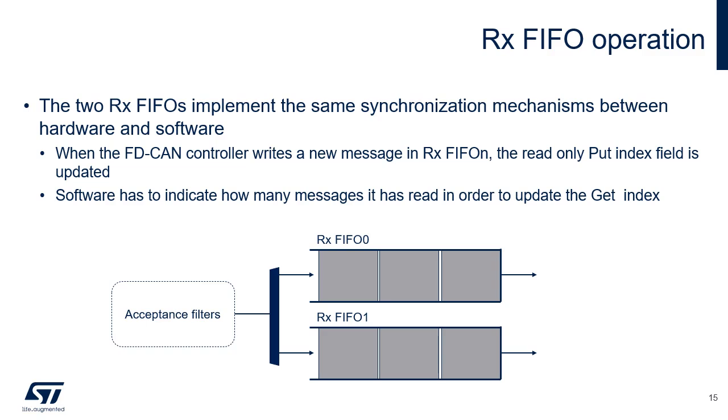Messages that pass the acceptance filter are directed to the respective RX FIFO as configured by the matching filter element. The read-only registers FDCAN_RXF0S and FDCAN_RXF1S provide the following information: the position of the put index, indicating where the next message will be stored; the position of the get index, indicating where the next message will be read; the number of pending messages in the FIFO; and the status of whether the FIFO is full.